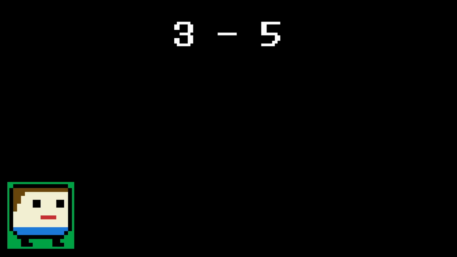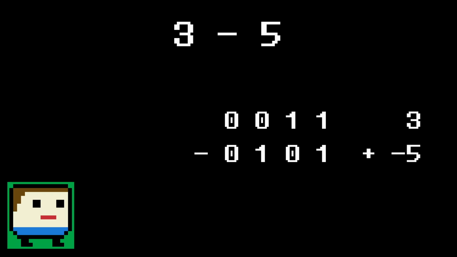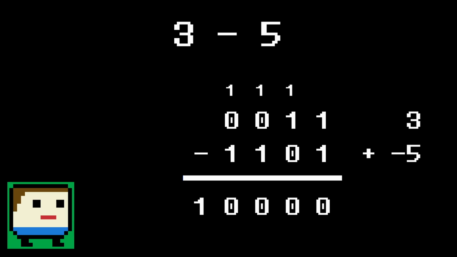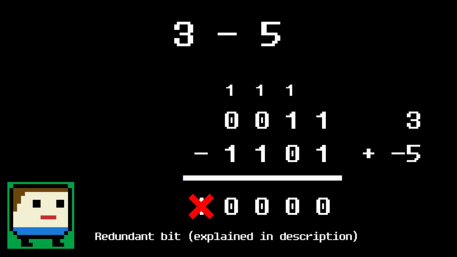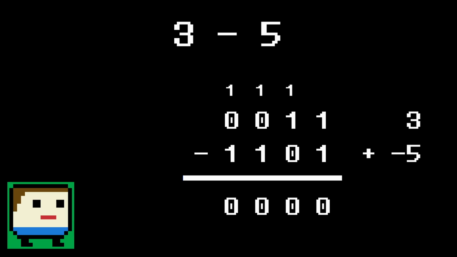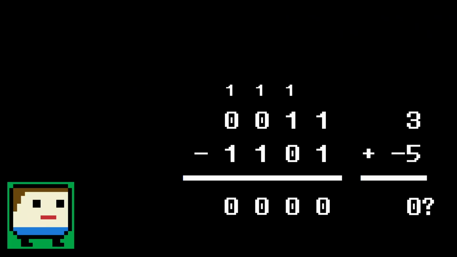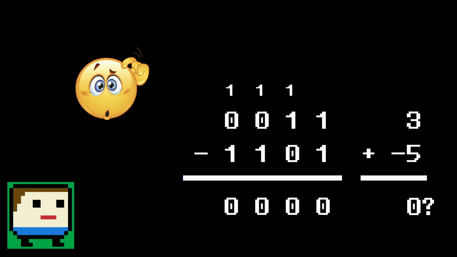3 and 5 in binary are 0011 and 0101 respectively. 3 minus 5 is equivalent to 3 plus negative 5, so we'll negate 5 by inverting its sign bit, making it 1101. Now we can add these together as usual, and ignore this redundant overflow bit, which gives us our answer of 0? Huh? Yeah, clearly addition with sign magnitude numbers doesn't really work out.